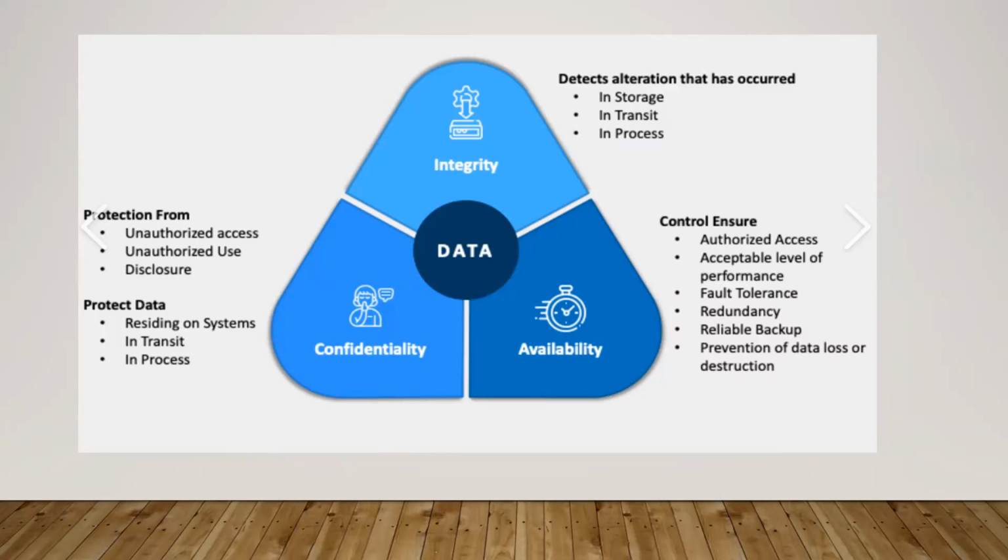But also detect alterations that have occurred in storage, in transit, and in processes, and controls ensure authorized access, acceptable level of performance, and fault tolerance. We're talking about fault tolerance, redundancy, reliable backup, and prevention of data loss or destruction. This is all about availability. Because if we don't have fault tolerance, or a redundant system or mechanism to duplicate our data somewhere, once our server has been hacked or the data has been breached, the company will be left without any data.